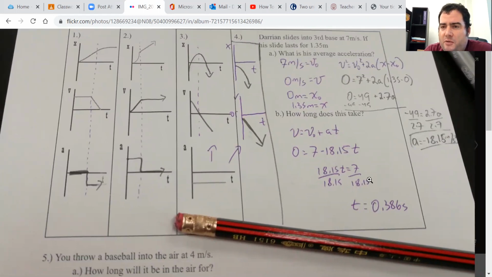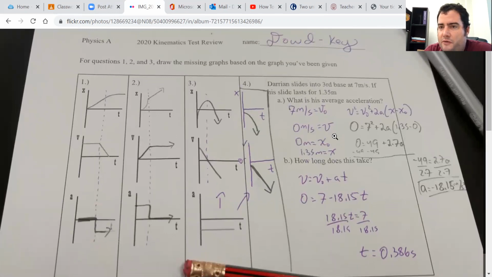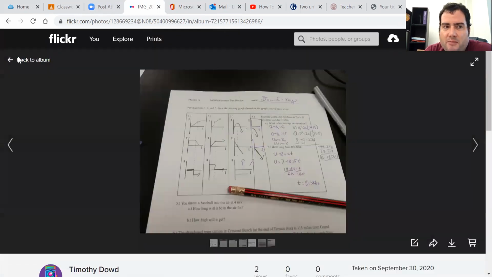I feel like these problems are the ones stressing students out the most, and a lot of the questions people are asking have to do with the assumptions. So don't forget, you've got a number of things you can assume, and they are listed in the Flickr album. Let me show you where.